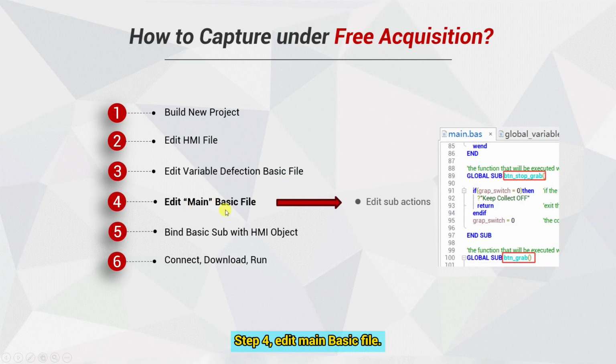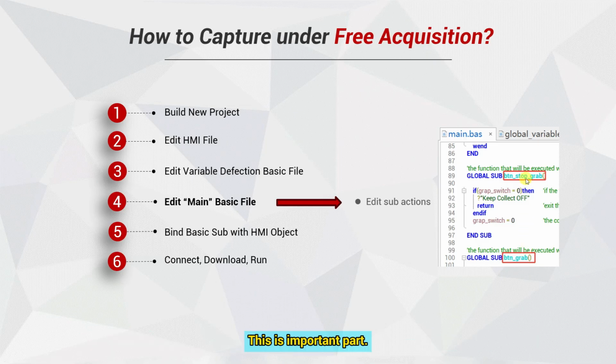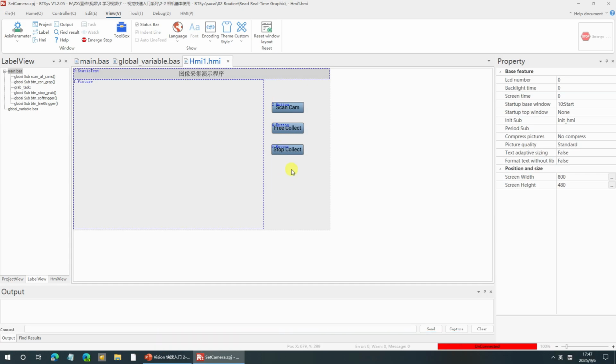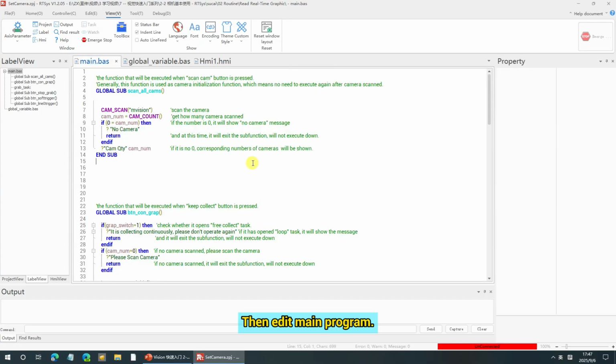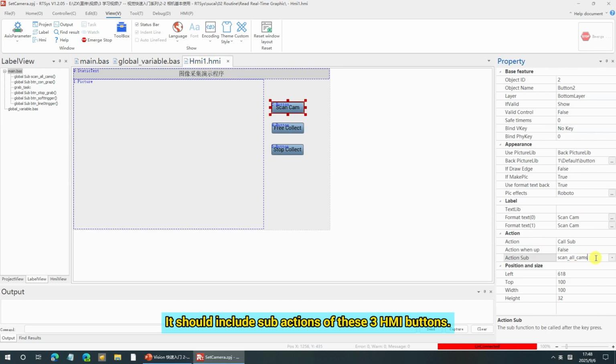Step 4, edit the main basic file. In the main file, edit subfunctions. Specifically, edit the corresponding actions when the HMI button is pressed or released. This is the important part. Let's open the example file. Open the ZPJ file in XPCIE. It can be seen there are 3 buttons here. Then edit the main program. It should include sub-actions of these 3 HMI buttons.